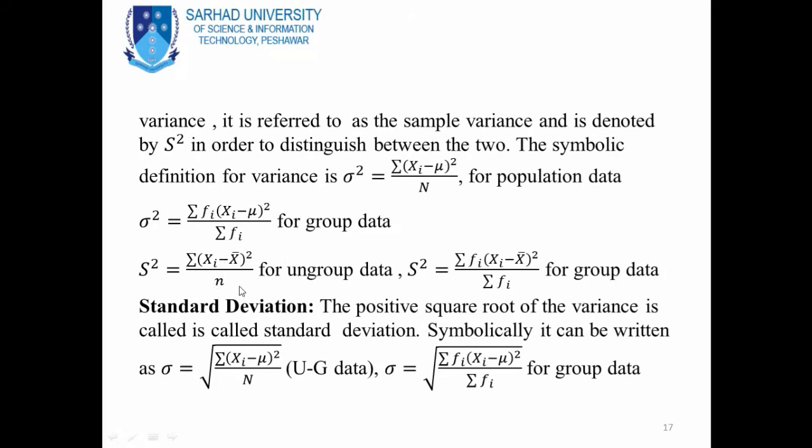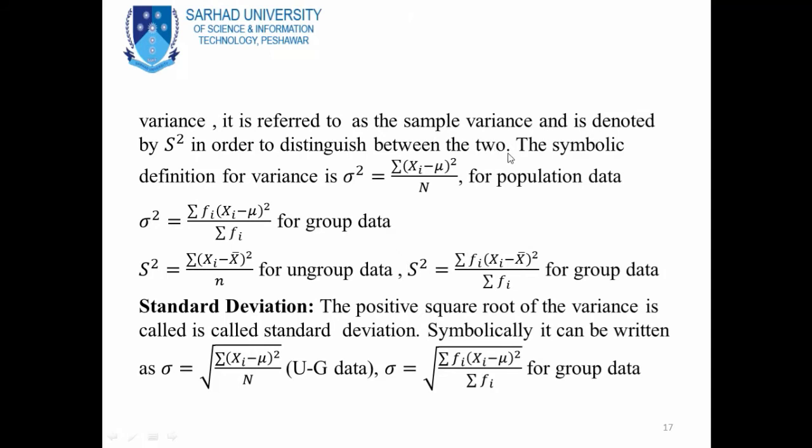These are the formulas for variance in ungrouped data, but for a sample. And these are the variance formulas for grouped data for a sample. These two formulas represent the variance for populations in case of ungrouped data and in case of grouped data. And these are the two formulas in case of grouped data for the sample. These are the formulas for ungrouped and this is the formula for grouped in case of sampling.